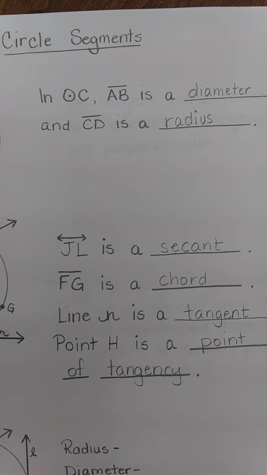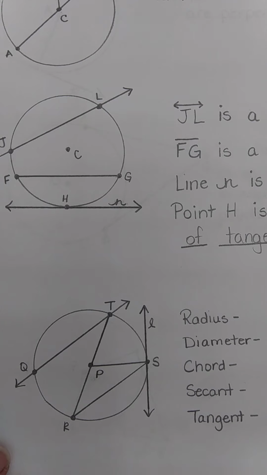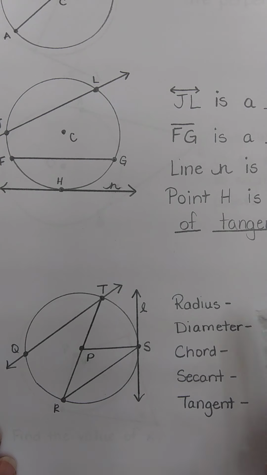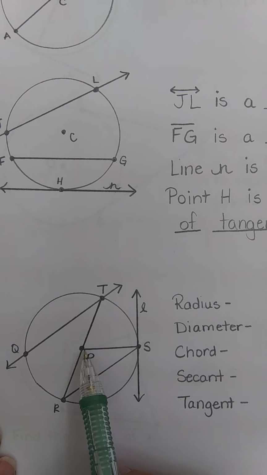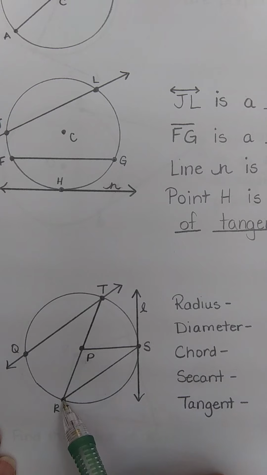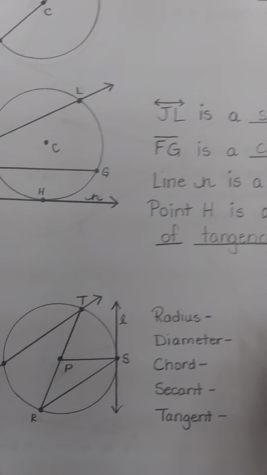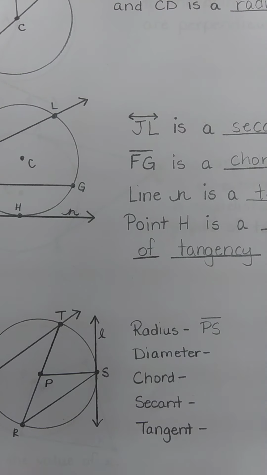So let's take a look at another diagram, and this time we have the vocab word, and we're going to name what we see in the figure. So a radius. Remember, a radius is from the middle to the edge of the circle. So coming out of the middle, we could name PT, PS, or PR. Any of those are considered a radius. I'm going to just probably do PS. And it is a segment, so it'll have a line over top with no arrows.